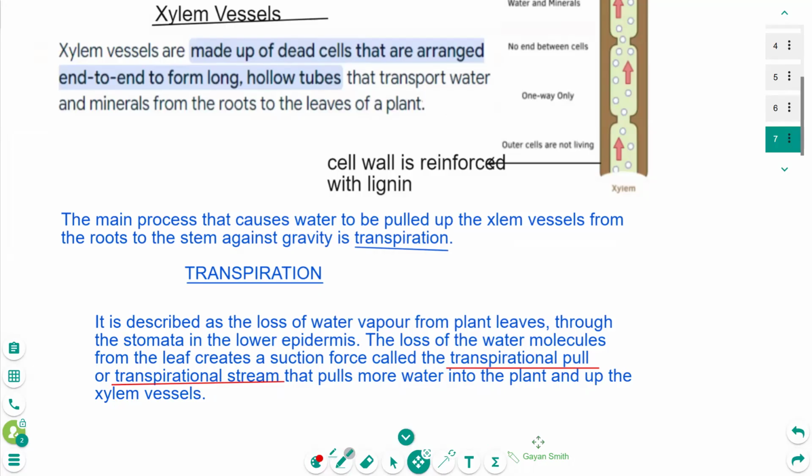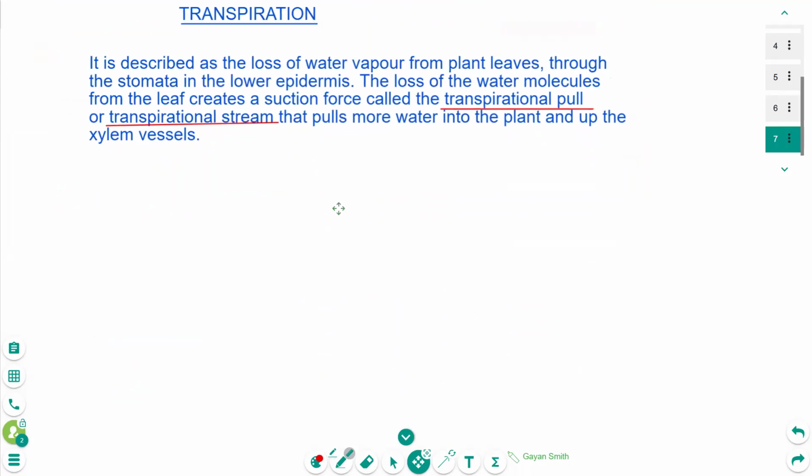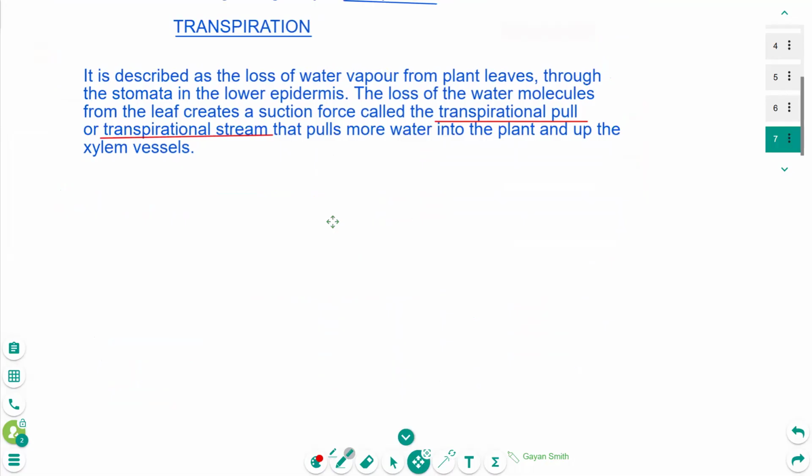So that's very creative. By allowing the water to be lost from the leaf, that actually creates a suction force to pull more water in. So that is transpiration, or the transpirational pull, which we're going to be exploring further.